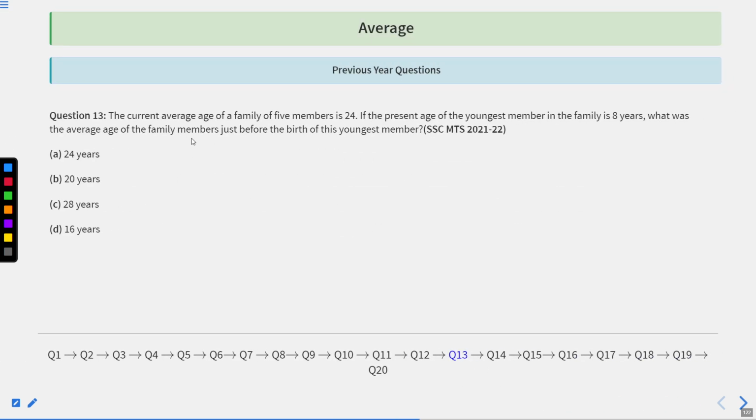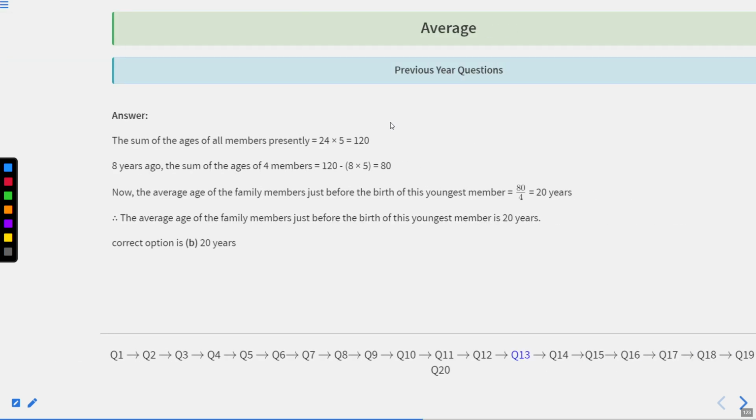So now let us see question number 13. The current average age of the family of 5 members is 24. So there is a family in which there are 5 members and their average age is 24. If the present age of the youngest member in the family is 8, then what was the average age of the family members just before the birth of this youngest member? That is what we want to find out.